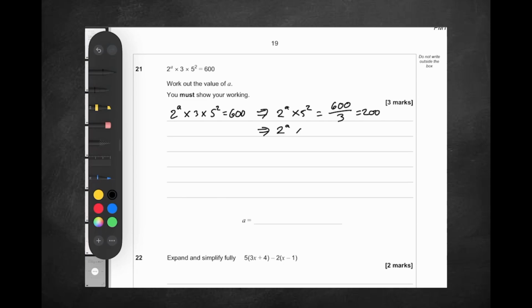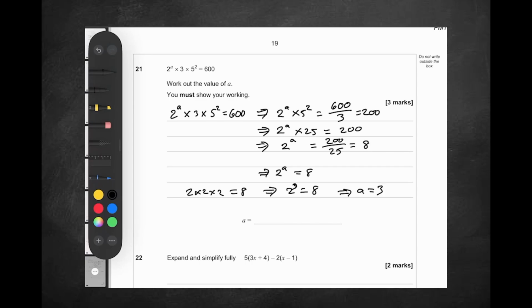Therefore, 2 to the power a times 25, which is 5 squared, equals 200. Therefore, 2 to the power a equals 200 divided by 25. And 25 goes into 200 8 times. It goes into 100 4 times. Therefore, 2 to the power a equals 8. 2 times 2 times 2 equals 8. Therefore, 2 to the power 3 equals 8. Therefore, a equals 3.